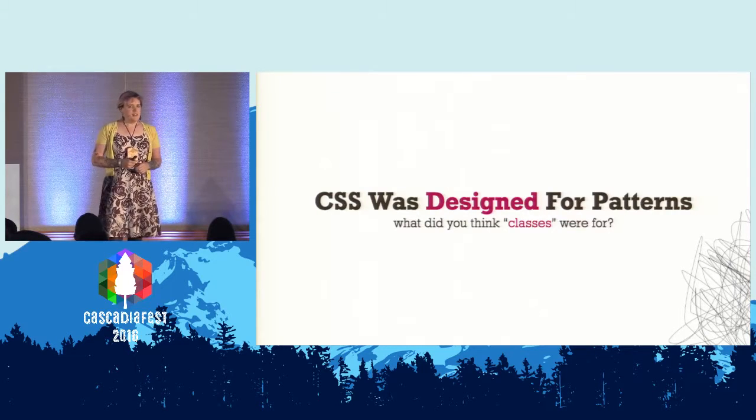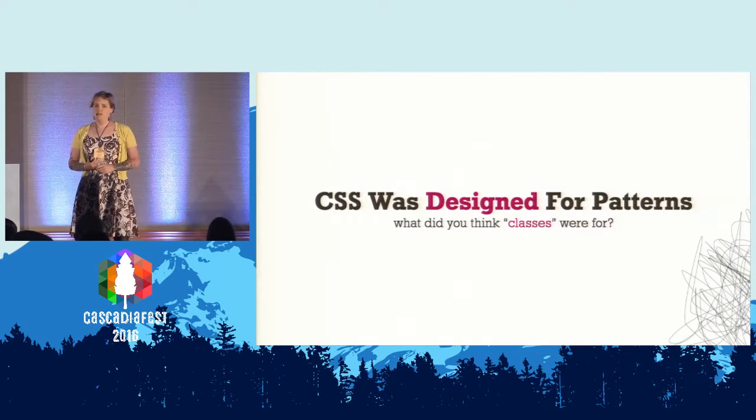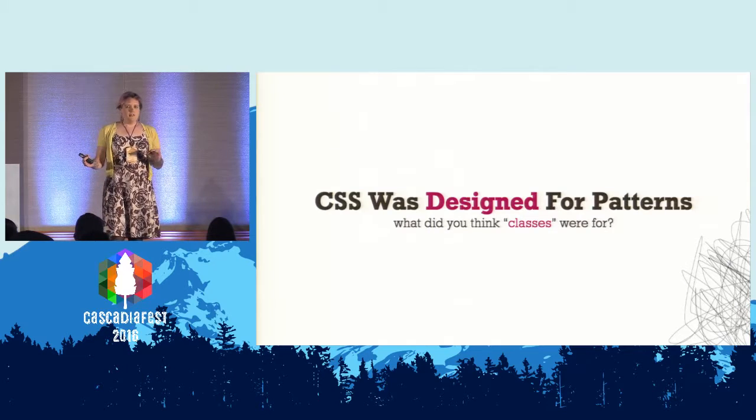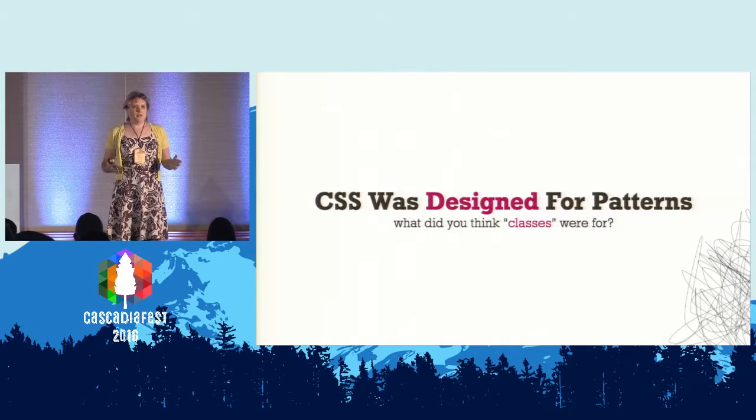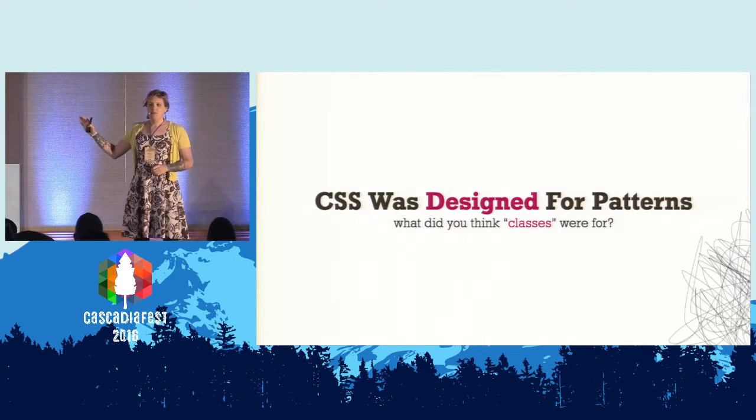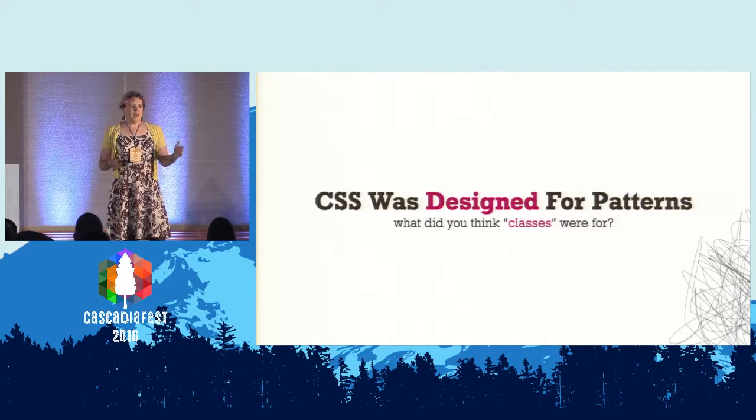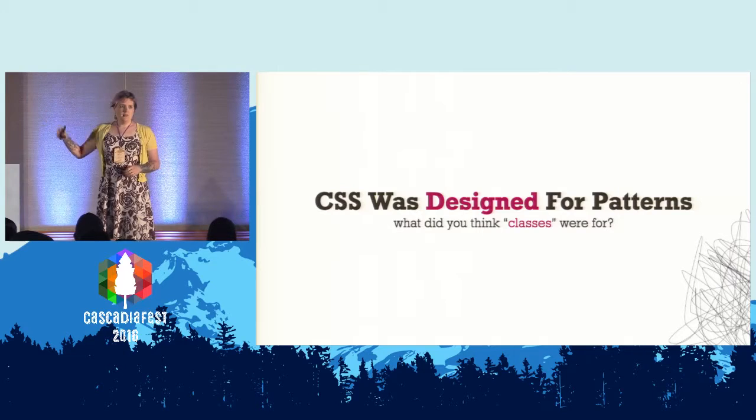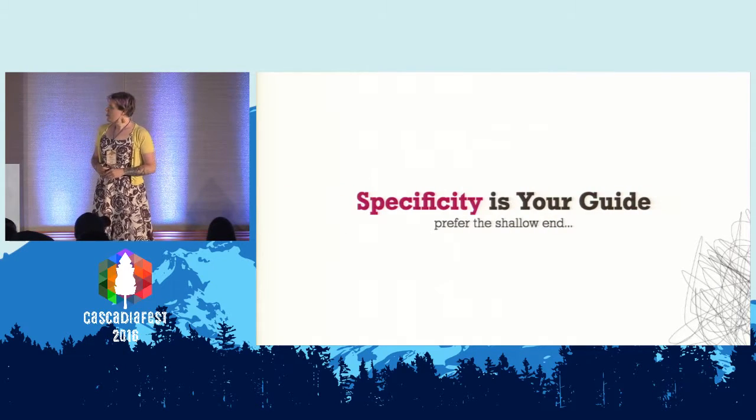In case you forgot, CSS was actually designed for patterns. CSS came out because we had inline styles, and there was no way to have a pattern. So a class is a pattern. That's what classes are for. So we already have this built into the language. You don't need Sass or something else to get started with patterns. Patterns are built into CSS. It's the reason CSS exists.